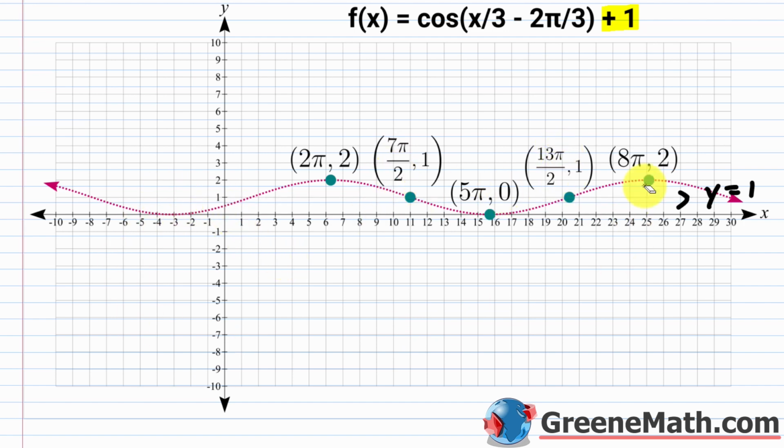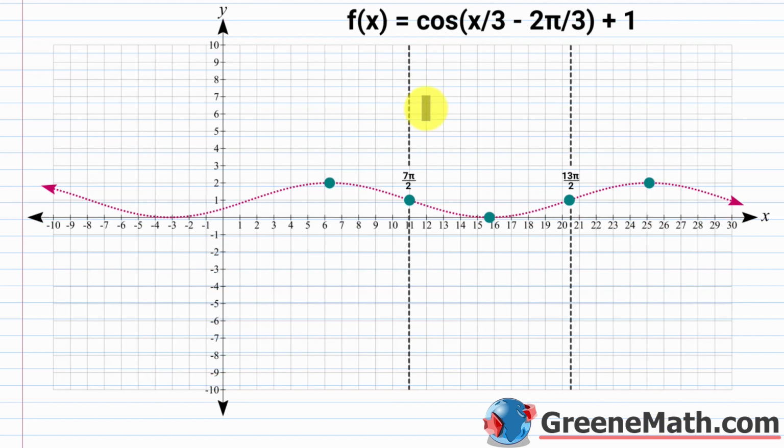Again, if you want to continue this to the left or the right, that's going to be up to you. Again, you can keep adding quarter periods to your x values to keep going to the right. Remember, the y values are going to cycle. So for the beginning, it's 2. Then for the quarter, it's 1. Halfway, it's 0. Then for the 3/4, it's going to be 1. And then finish up at 2. All right, so continuing, again, at x equals 7 pi over 2, you can have a vertical asymptote. And then at x equals 13 pi over 2, you can have a vertical asymptote.